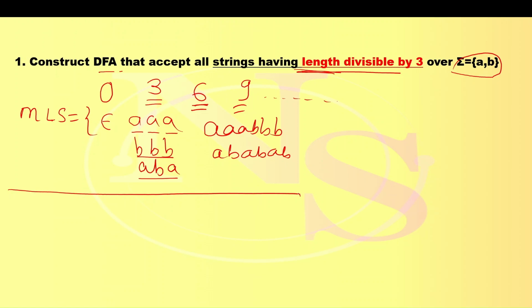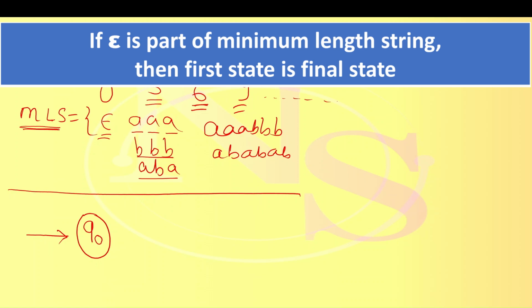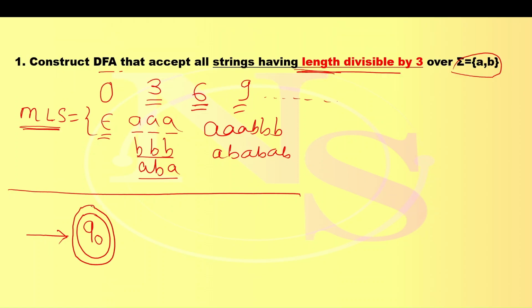As we know, automata consist of various states and states are represented by circles. The first state is Q0. As epsilon is a part of the minimum length strings, and as I explained in my previous videos, whenever epsilon is a part of MLS, your starting state becomes a final state. Hence Q0 is final. Epsilon gets accepted. Next valid string is AAA.